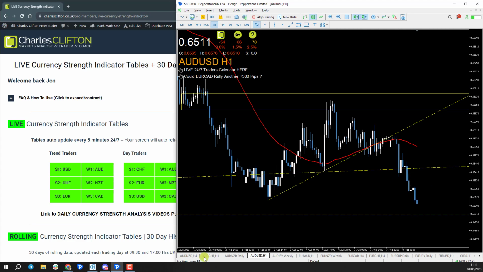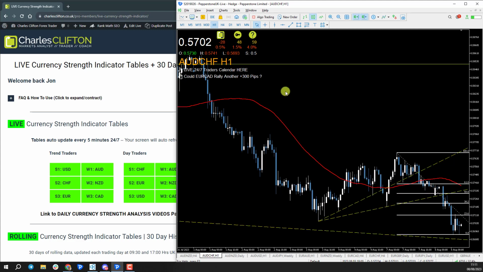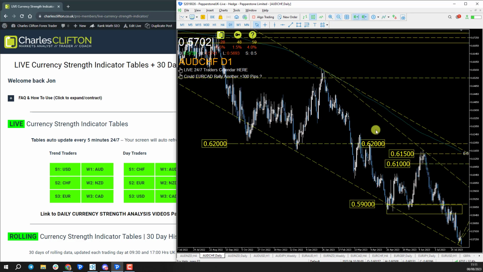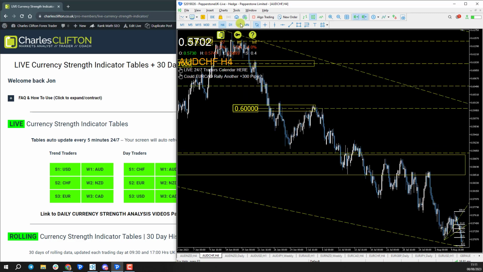That being said, another Aussie chart of interest I really like is Aussie Swiss. Daily time frame working within this bearish channel. We are approaching channel support. Obviously that has been used as support in the past, so we've got to be a little bit careful here.